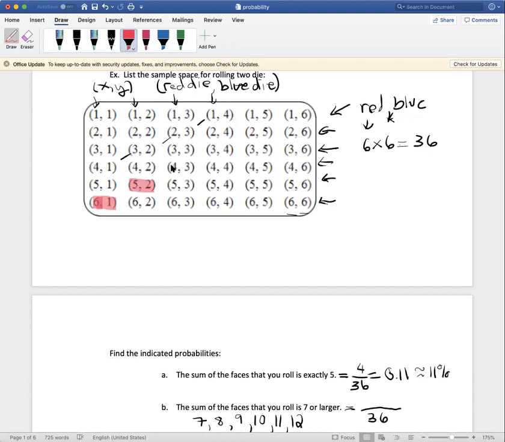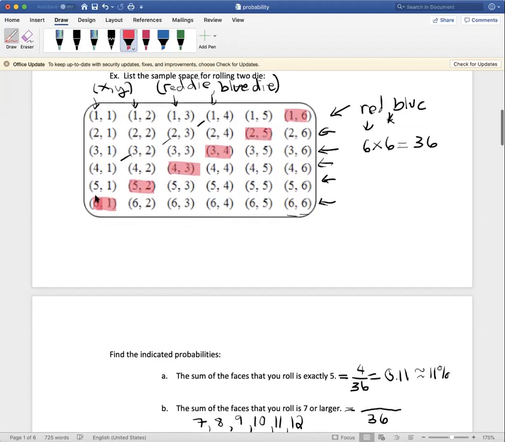And you should see a pattern here. 4 and 3 will give us 7. 3 and 4 will give us 7. 2 and 5 will give us 7. 1 and 6 will give us 7. So the probability that we roll exactly a 7 is 1, 2, 3, 4, 5, 6, so 6 out of 36 for these 6 values here. So that's for 7, but is it 7 or larger? So now let's check 8.